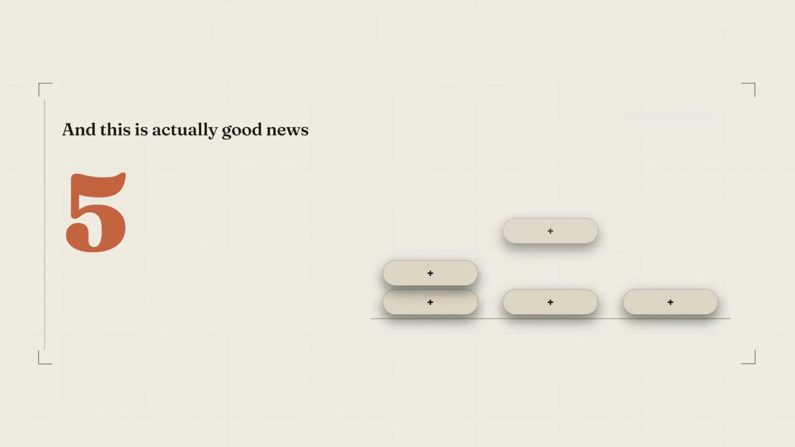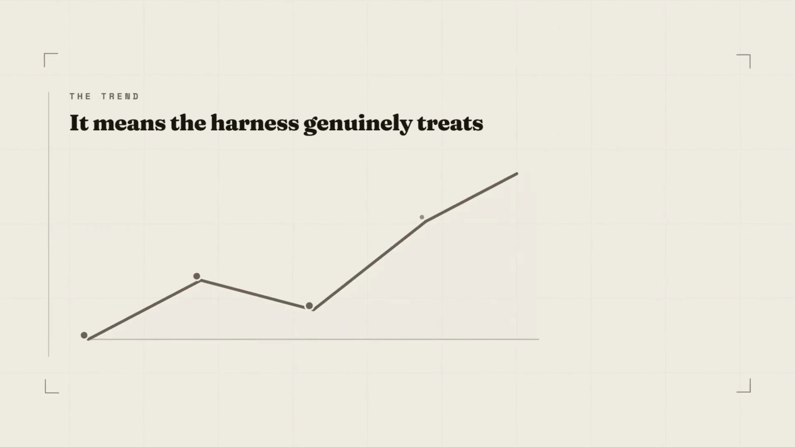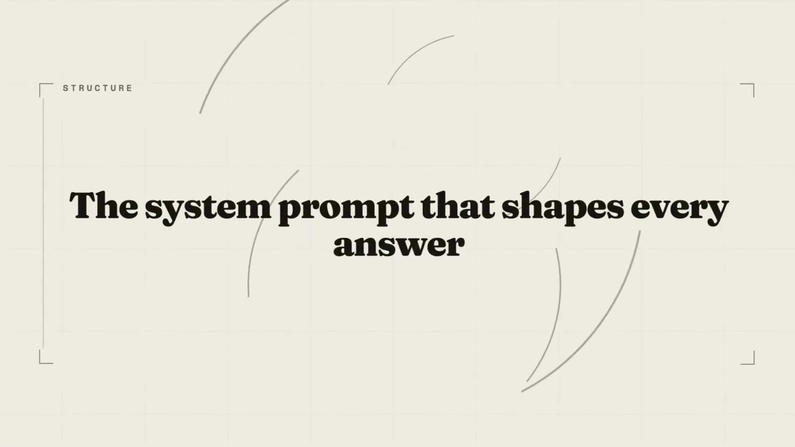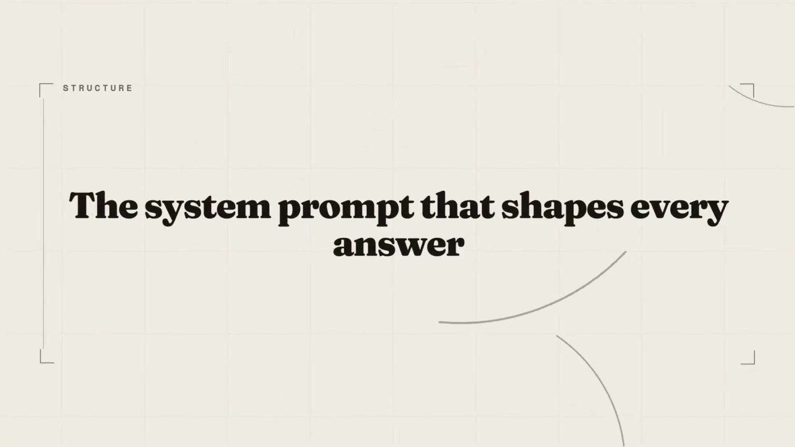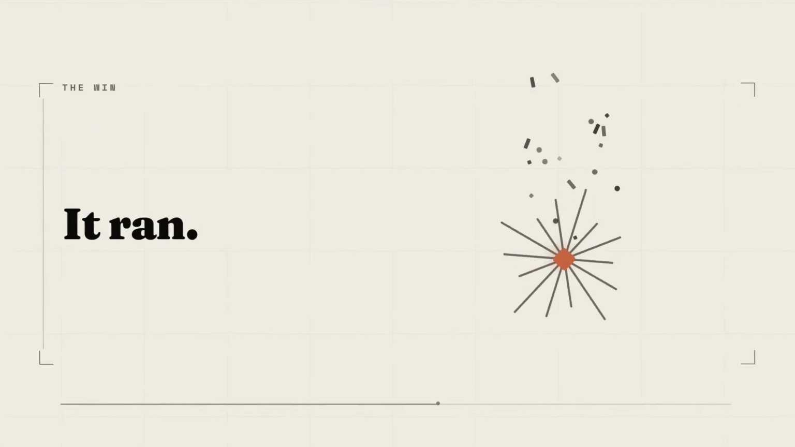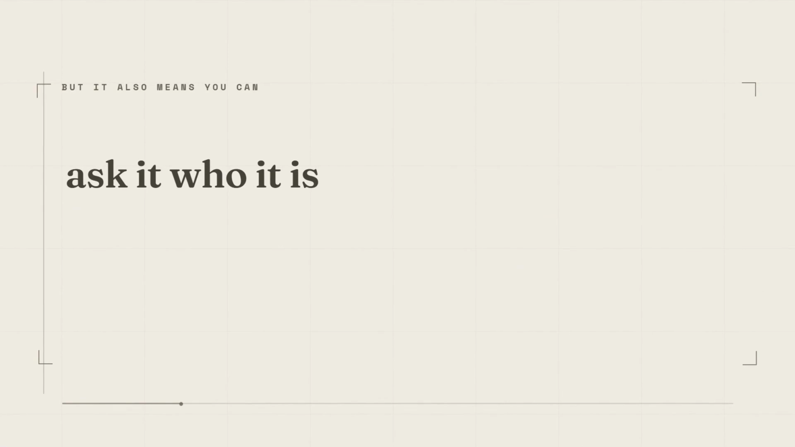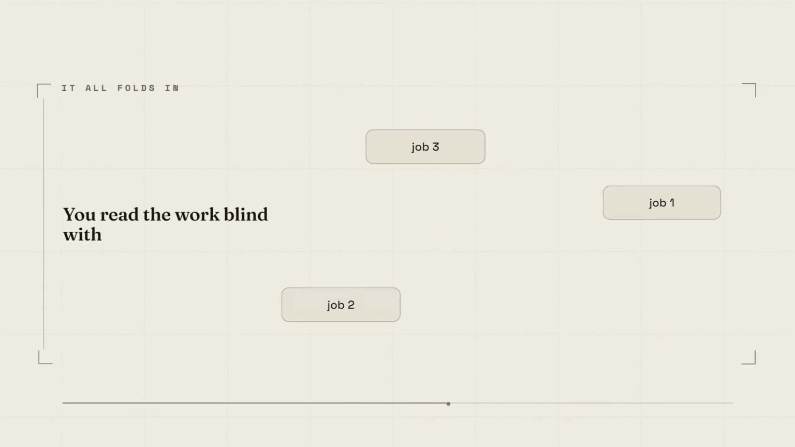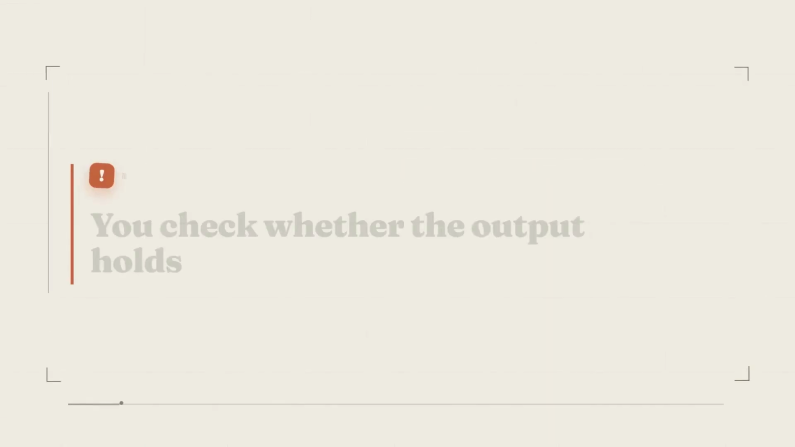And this is actually good news. It means the harness genuinely treats Qwen as the engine. The parity is real. The system prompt that shapes every answer does not know and does not care that the engine behind it changed. Same harness, same behavior. But it also means you can never verify a worker by asking it who it is. You verify it the way you would verify any new hire. You read the work blind with no labels on it. You check whether the output holds up. The behavior. That is your test.